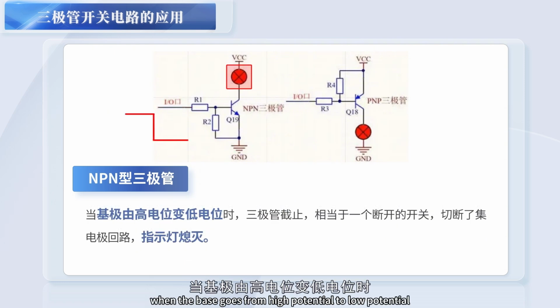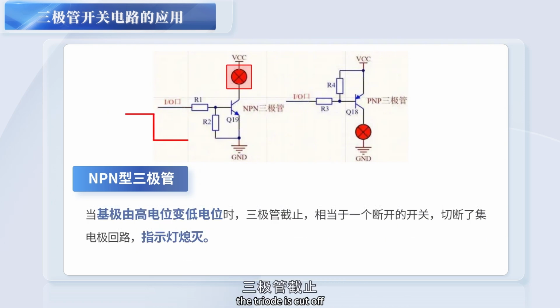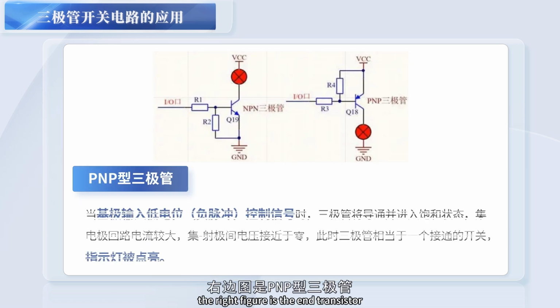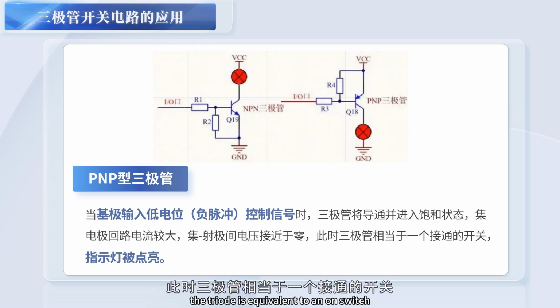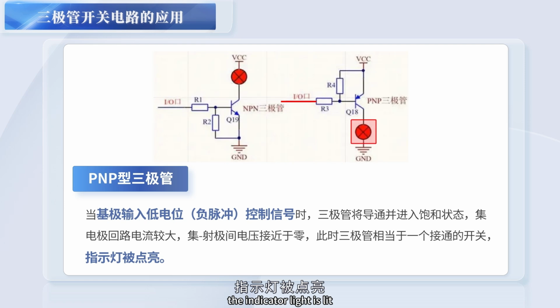When the base goes from high potential to low potential, the triode is cut off. It is equivalent to an open switch cutting off the collector circuit. The indicator light goes out. The right figure is the PNP transistor. When the input is a low potential control signal, the triode will conduct and enter the saturation state. The collector circuit current is large, and the voltage between collector and emitter is close to zero. At this time, the triode is equivalent to an on switch. The indicator light is lit.